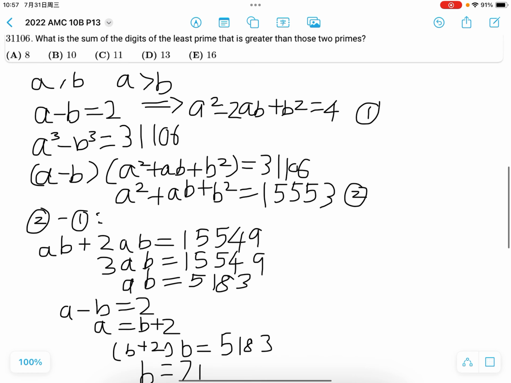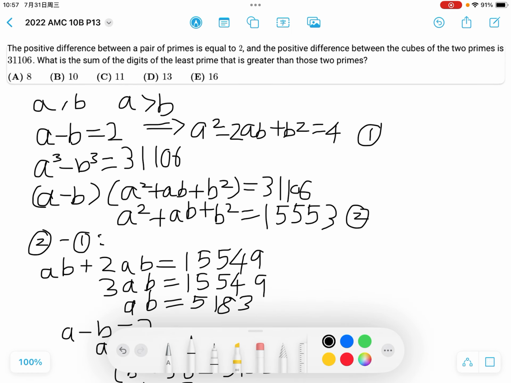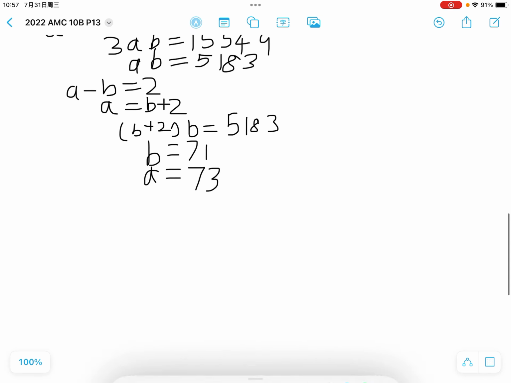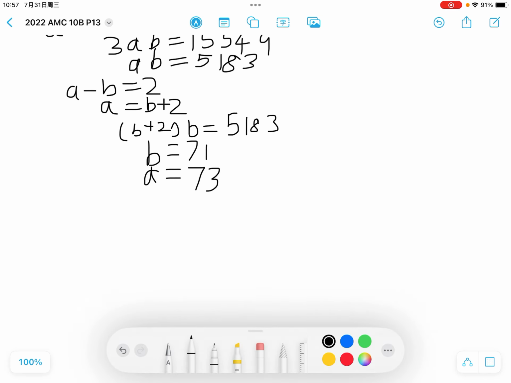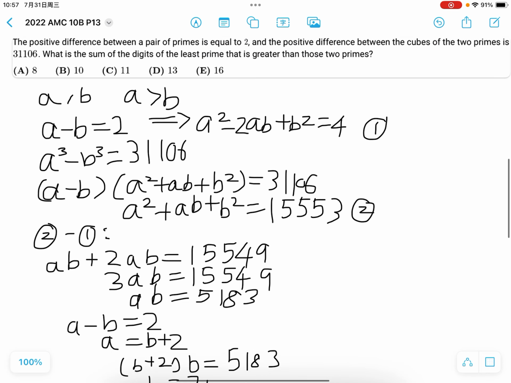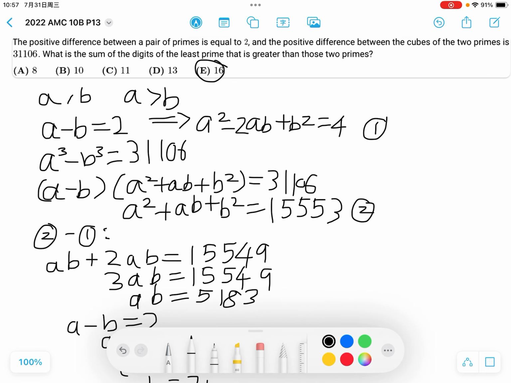So what exactly does our question want from us? It says, what is the sum of the digits of the least prime that is greater than those two primes? So basically I want to find the next prime after 73, and I want the sum of the digits of that prime. The next prime after 73 is 79, and the sum of the digits is 7 plus 9, which is 16. So my answer here is going to be 16. I go back up and see E is 16, so I circle E, and I'm done with this problem.